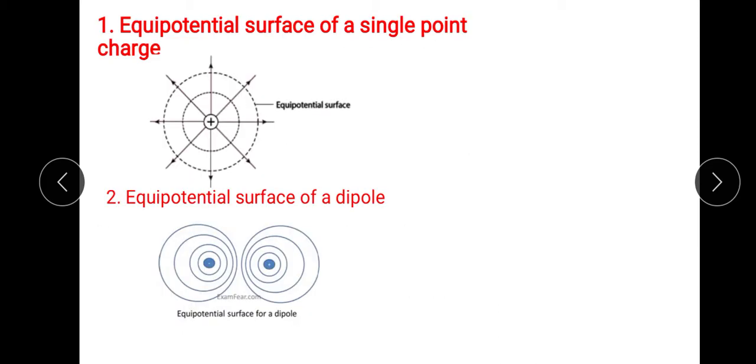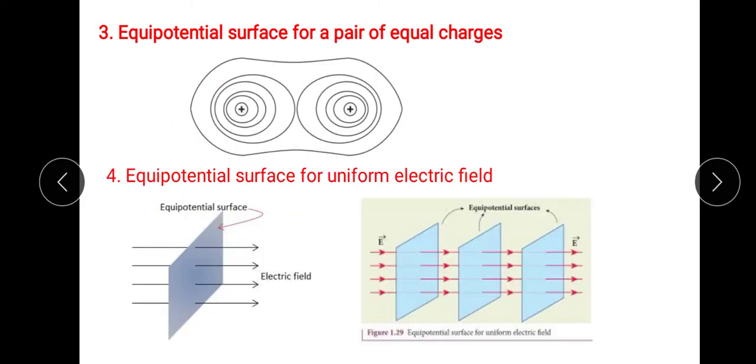Okay. Now let us draw some equipotential surfaces for different charge configurations. For the first one, if this is a positive charge, a single point charge, the equipotential surfaces are concentric circles. I have already explained that. Next, the equipotential surface for a dipole: if you consider a pair of equal and opposite charges, negative charge and positive charge, the equipotential surfaces will look like this. Next, equipotential surface for a pair of equal charges. If both are positive charges, then the equipotential surface will look like this.